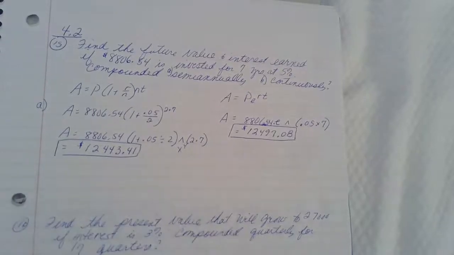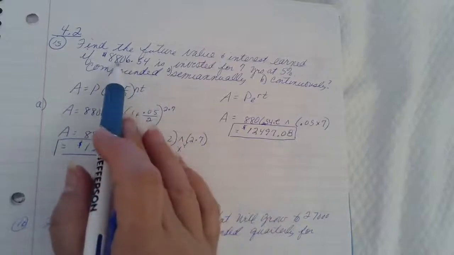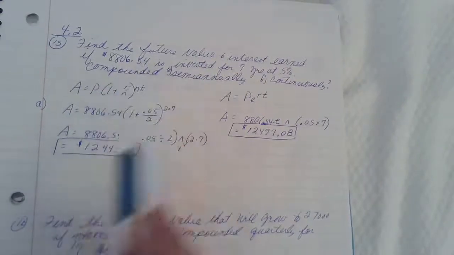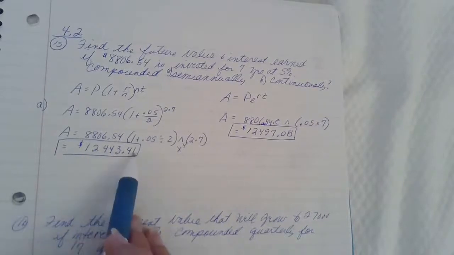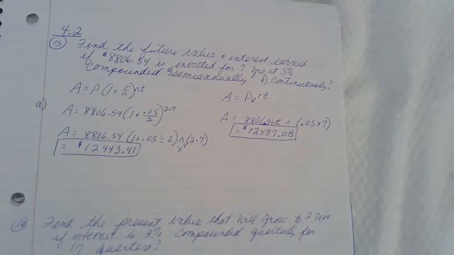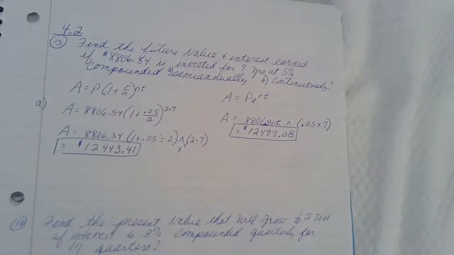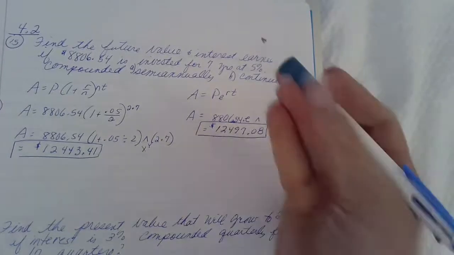Then it asks you how much interest was earned. So it's a two-parter there. So it started out at 8806.54, so we would have to subtract that from this now 12,443. So it's just to subtract those two values to see how much of it was growth, the interest amount. Okay, the B part then, we're going to use the continuous formula.